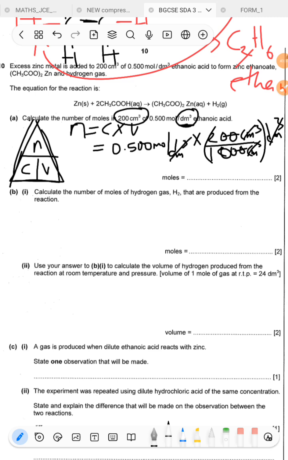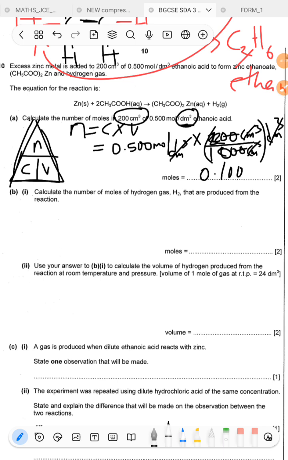Then you just plug this into your calculator, and you should get 0.1. Okay, 0.100. I'm going to give my answers correct to three significant figures. So 0.100 moles. That's the answer.